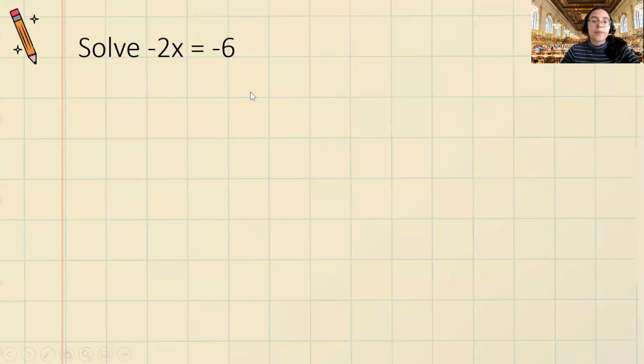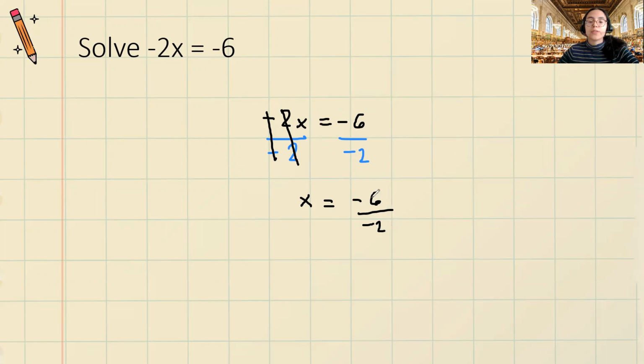This is good practice. Here we have -2x is equal to -6. So here I have -2 being multiplied to this x. And how do we get rid of multiplication, or how do we undo it? We divide. So instead of multiplying by -2, I'm going to divide by -2. And of course, I'm going to do it to both sides. So we want to keep it balanced. Then these -2s will cancel. I can bring down my variable x, my equal sign, and -6 divided by -2, which is what I have on my right-hand side. So this will give me +3.